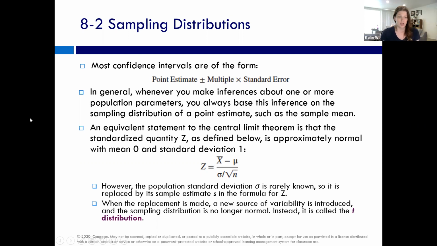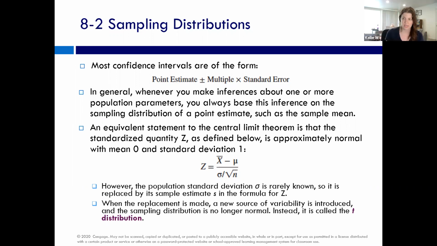Okay, so confidence intervals are in a standard form. We say the mean is this plus or minus this. So the point estimate plus or minus the standard error times some multiple. And in general, if we're making an inference, then we are always going to describe our point estimate in this way. And we call this the sampling distribution.